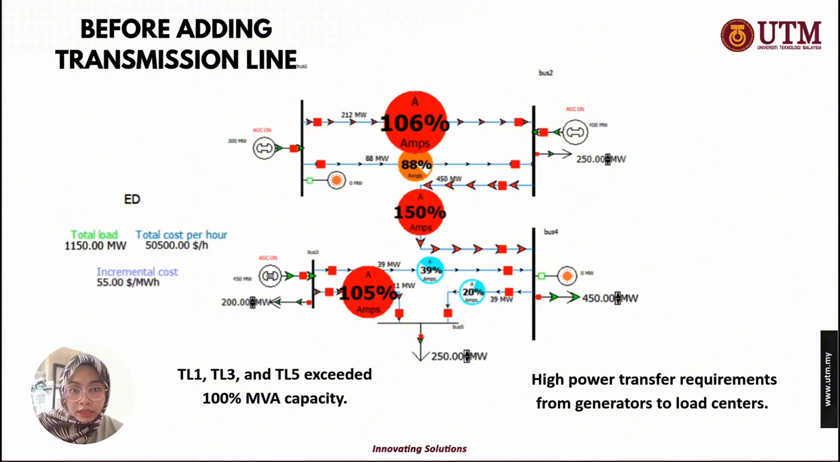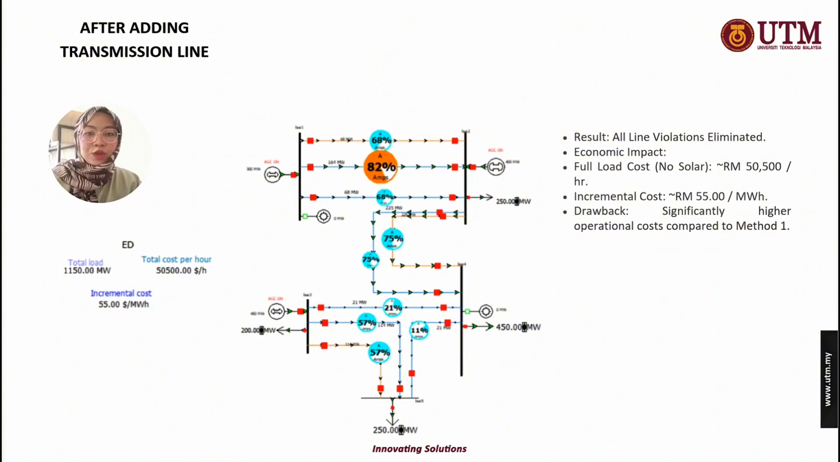So therefore our primary task shifted from just finding the cheapest cost to finding the solution that is both cheap and safe. To resolve this transmission violation, we proposed and simulated two distinct engineering solutions, as presented by my friend just now.